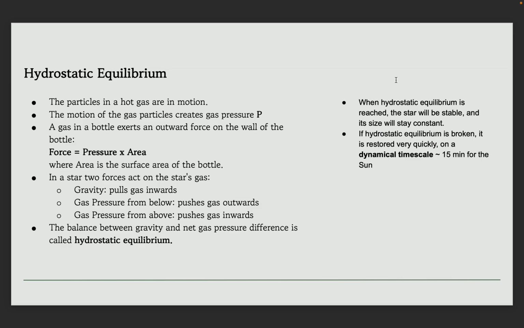In the case of a star, there are two forces in the picture. One is gravity that pulls the gas inward, and another is the gas pressure from below that pushes the gas outward, and gas pressure from above that pushes the gas inward. The balance between gravity and the net pressure difference is called hydrostatic equilibrium. When hydrostatic equilibrium is reached, the star will be stable and its size will be constant. If hydrostatic equilibrium is broken, it is restored very quickly, on the dynamical timescale of 15 minutes for the sun.